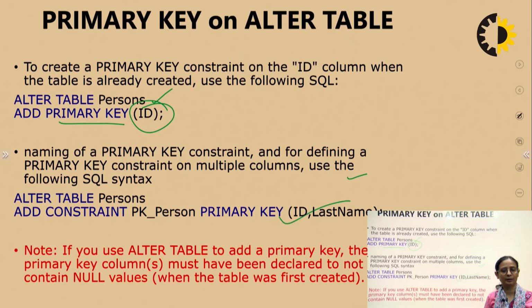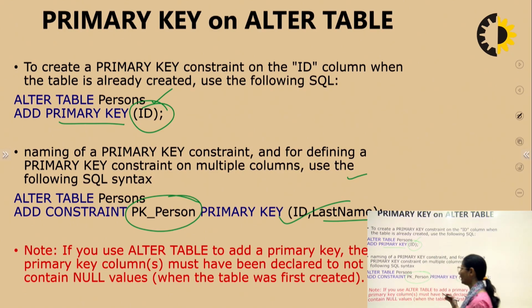will define the multiple columns. Same thing. The only reason I am giving a constraint name whenever I am working with multiple columns is so that if later on I want to drop that constraint, I just need to use this constraint name.